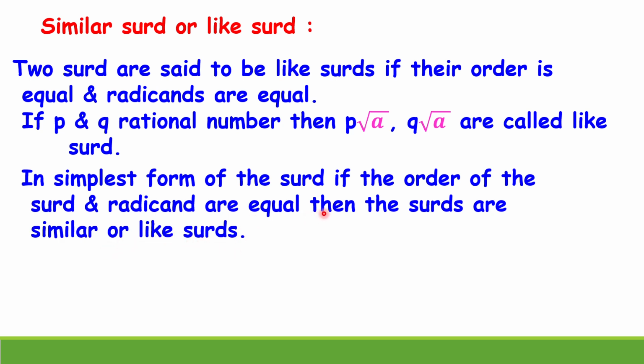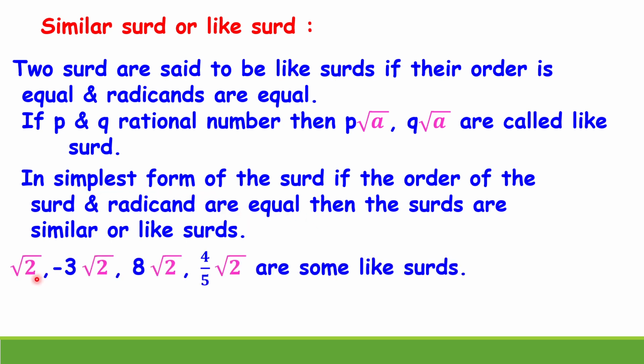That means first we have to write both surds in their simplest form. Here root 2, negative 3 into root 2, 8 into root 2, 4 upon 5 into root 2 are some like surds. Here all these surds have order equal and radicands also equal, and all these surds are in their simplest form. That means we can't find the factors of the radicand. Therefore all these surds are like surds.